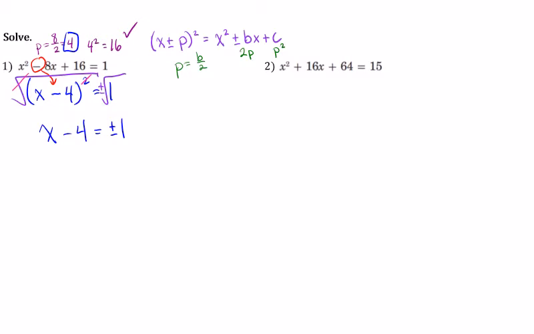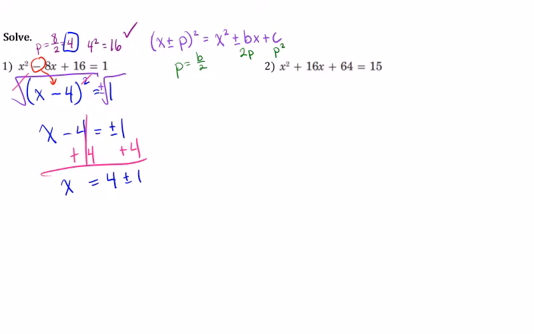Let's get x by itself, and then we'll talk about the plus or the minus. We're going to add 4 to both sides, and so we'll get x equals 4 plus or minus 1. Now we can simplify this more.